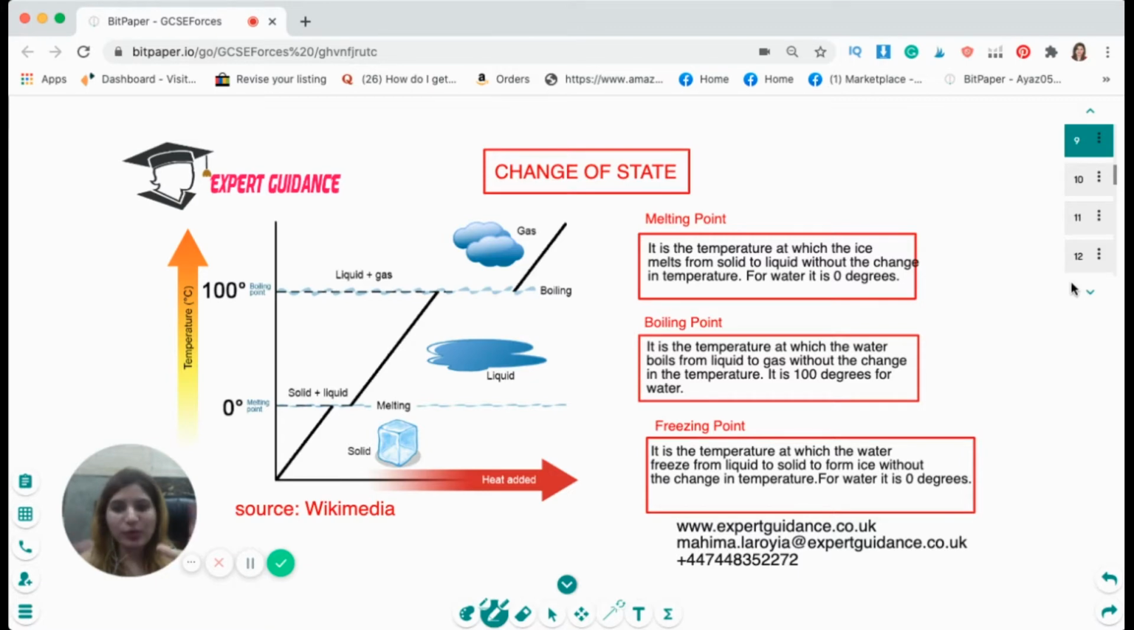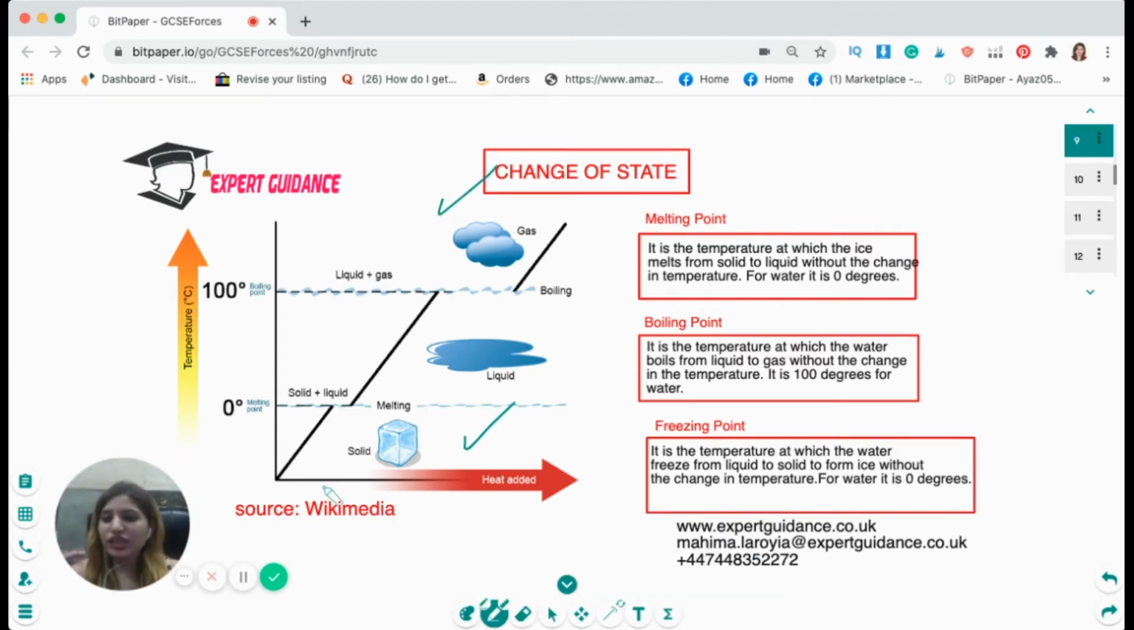Now you have to understand this curve. This curve is very important. This is a change of state curve, and this is a heating curve. Now what is happening in this heating curve? A solid is changing into a gas. Now you should understand this curve, and you should also know what is happening at each of the stages in the curve, because in the exam they can give you this curve and ask you to label it.